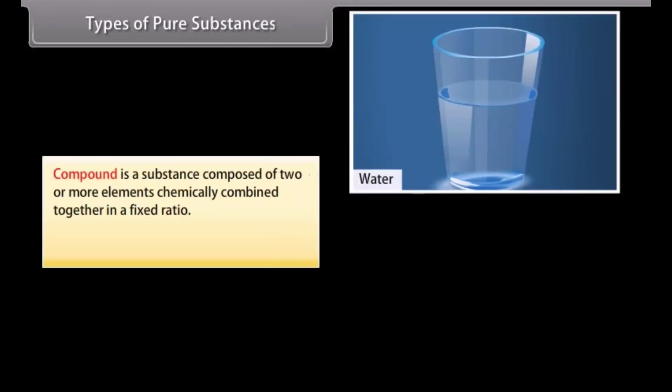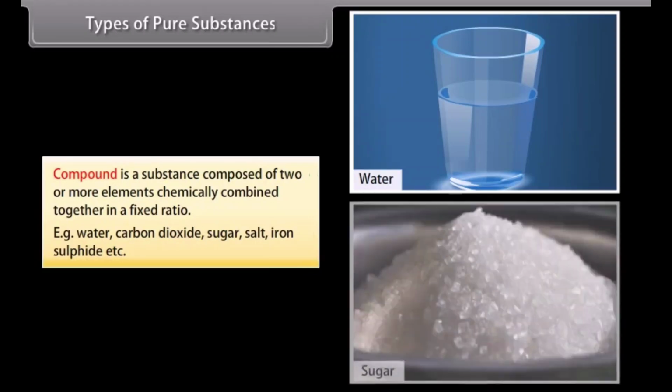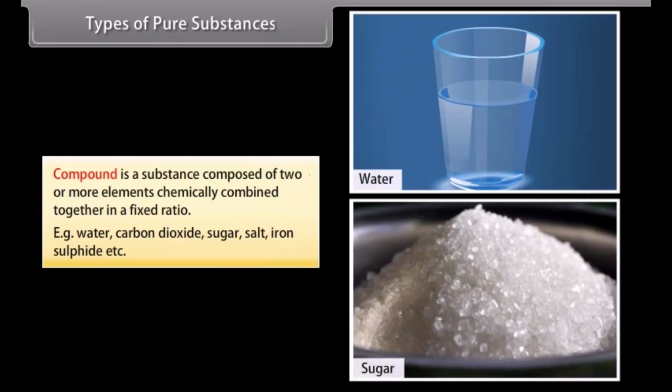A compound is a substance composed of two or more elements chemically combined together in a fixed ratio. For example, water, carbon dioxide, sugar, salt, iron sulfide, etc.